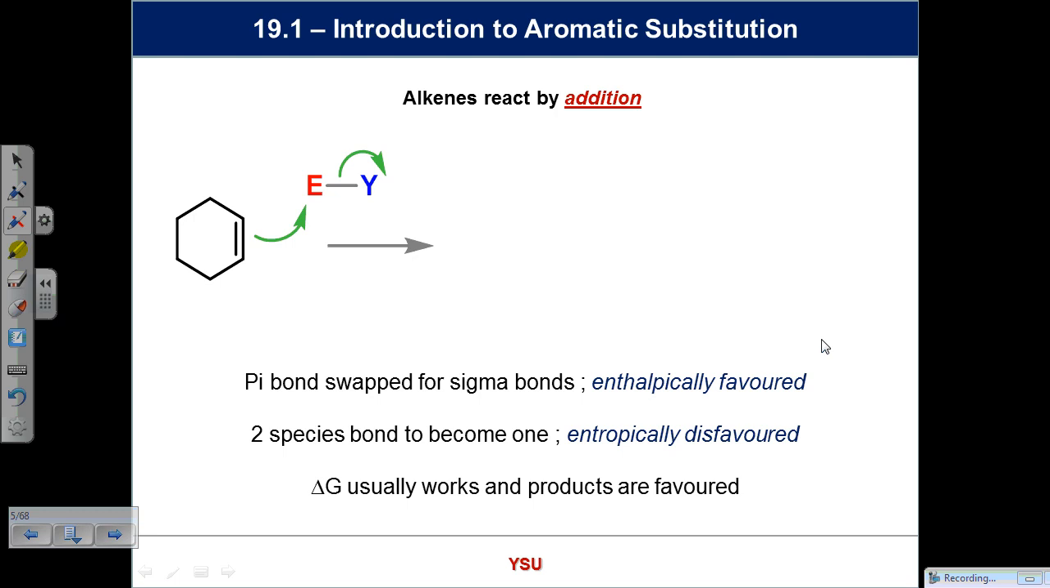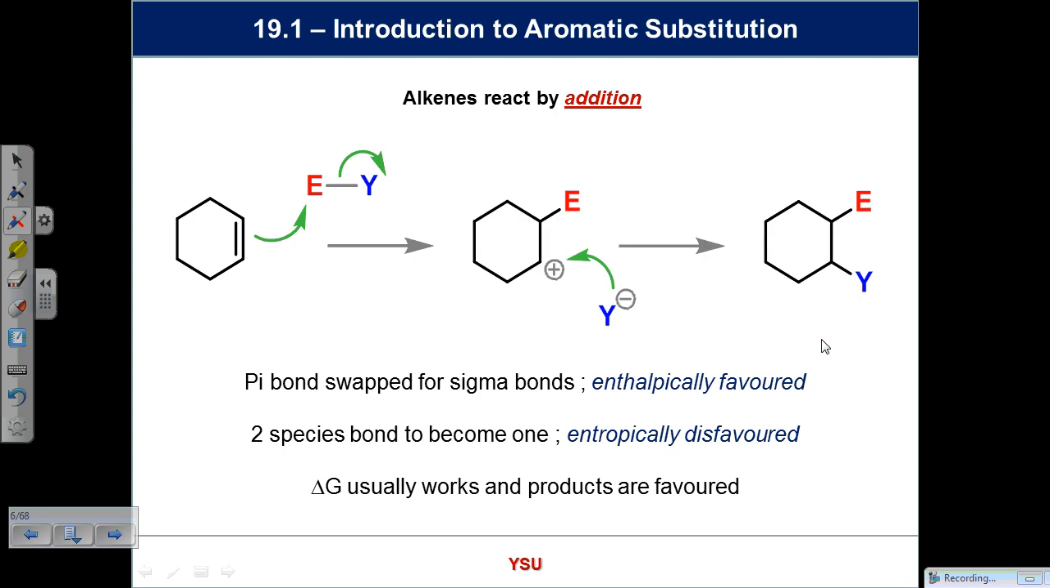Okay? You're bringing 2 pieces together and you ended up with 1 piece. That tends to be entropically disfavored. Right? But the reactions work because delta G overall works in terms of being negative, and these types of systems were good. And the products that you got were through carbocations, and they were addition products. Right? So now the question is, why doesn't benzene simply do that? If that's so good for alkenes, why doesn't it work for benzene?